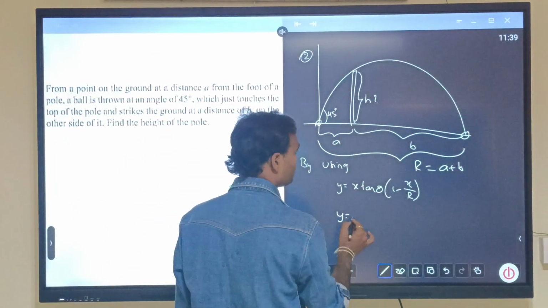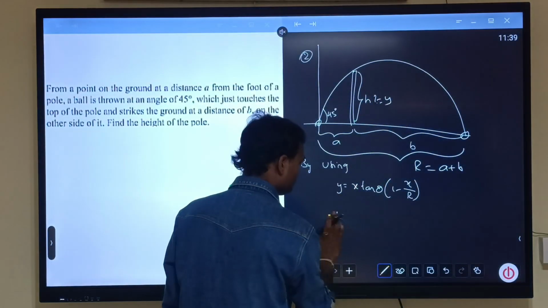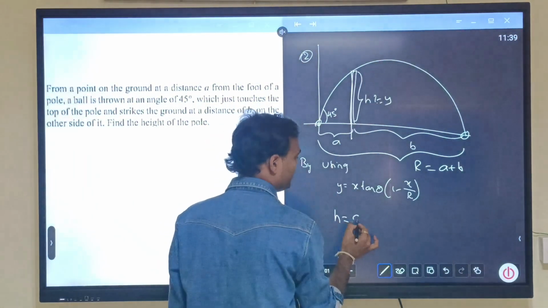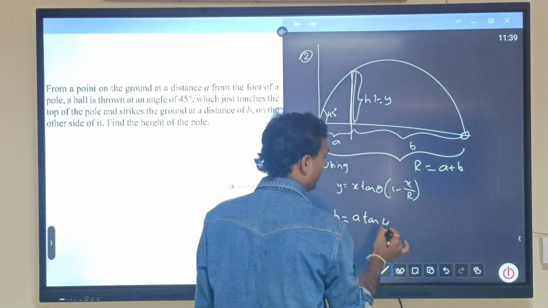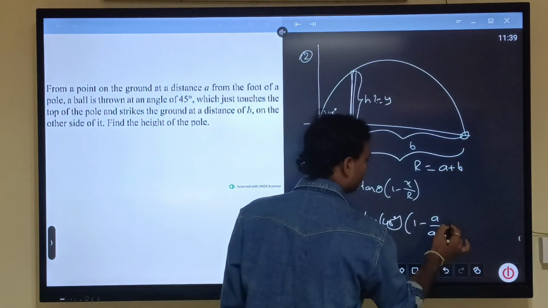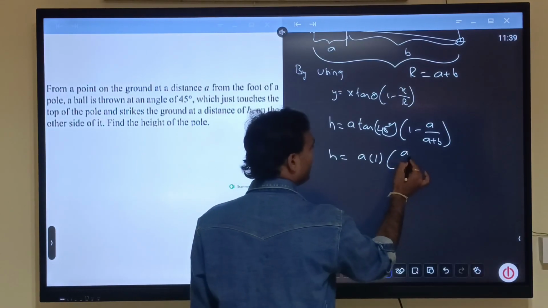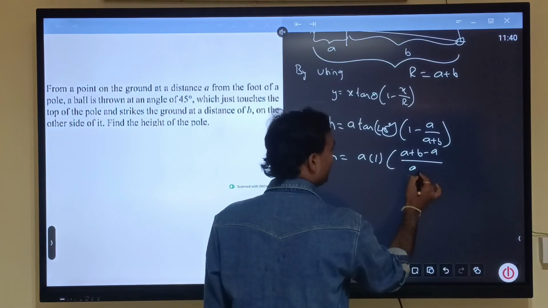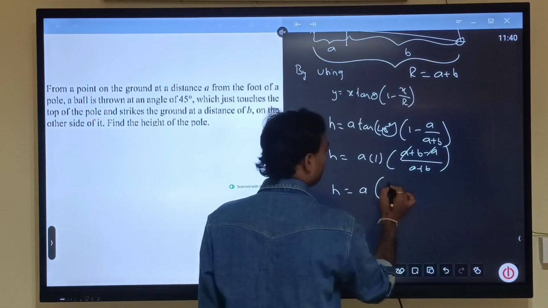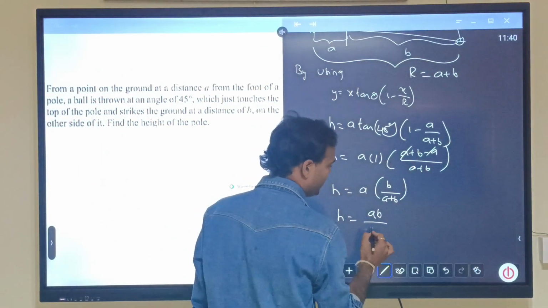Now y is the height, which I am writing as h. h is equal to x value at this particular point, a, tan theta, that is tan 45, times (1 minus a by the range value a plus b). Now h is equal to a into (a plus b minus a) by (a plus b), so h is equal to ab by a plus b. So the height of the pole is equal to ab by a plus b.